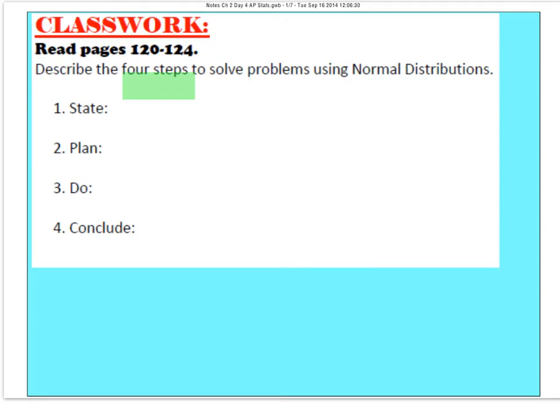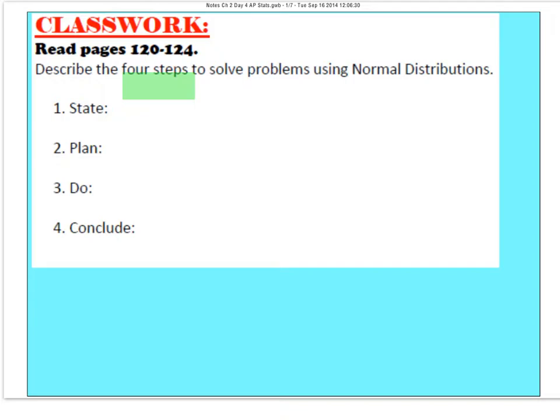Now, before we start learning Objective 2.2c, I want to start talking about a process the book refers to quite a bit going forward. It's called the four-step process, and it stands for state, plan, do, and conclude. When you have the 6 free response questions for your AP exam, I would say maybe one of those you're going to have to be very formal in your process.